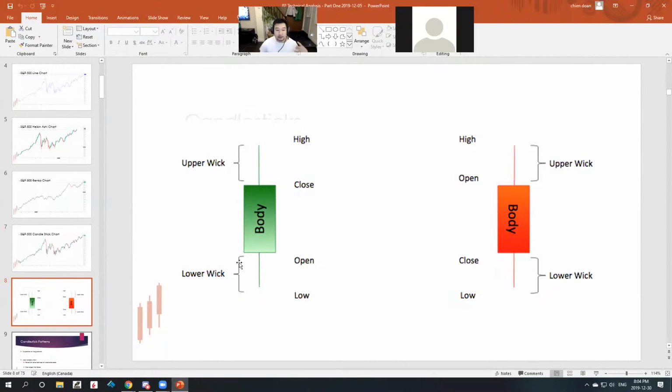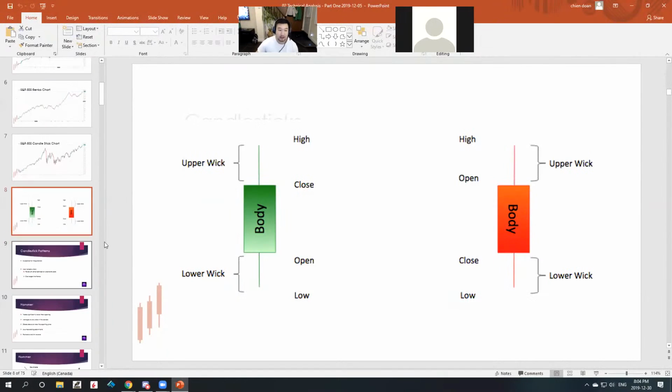The green candles and the red candles just denote where the price has closed for that specific time frame. So if you have a candle where the price opened low and closed high, that's obviously a green candle. And vice versa, if the market opened high and closed low, then that's a red candle. Right? So that's very straightforward.